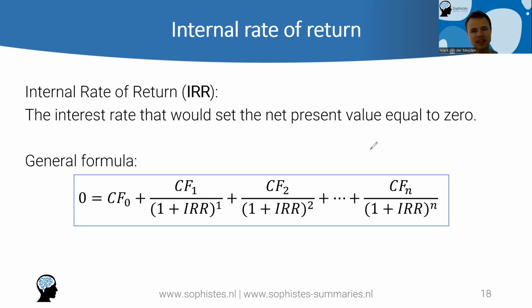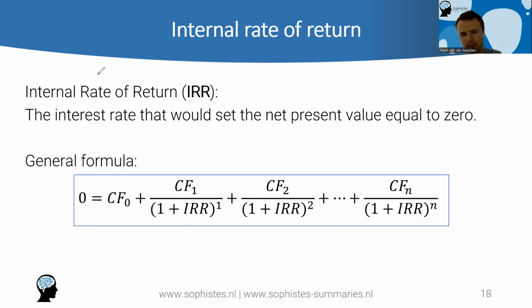So here you have the internal rate of return. And what it basically tells you is it's the interest rate or the discount rate that would set the net present value equal to 0. So the internal rate of return is the interest rate that would set the net present value equal to 0. And the general formula is 0 is equal to cash flow 0, then the cash flow from year 1 discounted by the IRR. So this thing that you normally use for the net present value should get a 0 as the outcome.